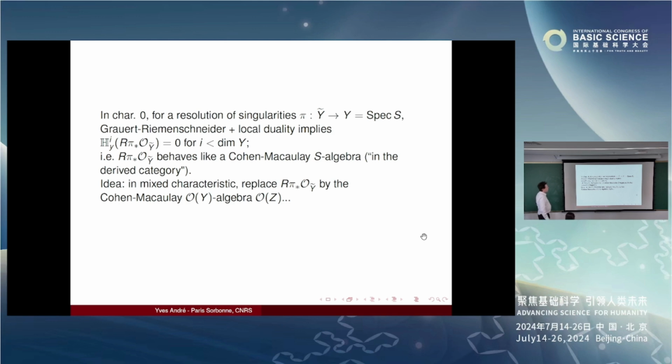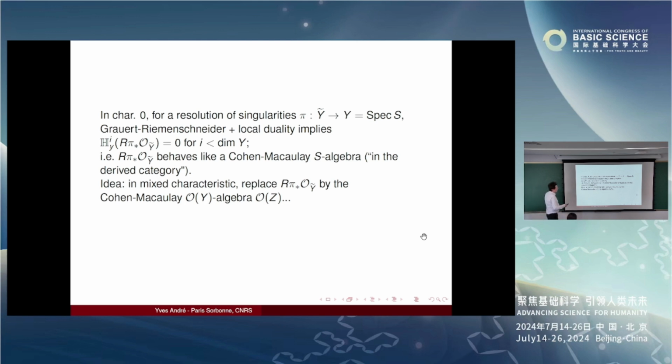The idea is that in characteristic 0, one usually looks at a resolution of singularities of Y, let's say, which I denote by pi, Y tilde to Y, Spec S. And then we have this theorem of Grauert and Riemenschneider, which can be written under local duality as a vanishing for local cohomology, vanishing of the higher direct image of the structure sheaf of Y tilde, when i is less than the dimension of Y. But this looks exactly like a cohomological criterion for Cohen-Macaulayness. So it means that this behaves exactly like a Cohen-Macaulay S-algebra, but it is not an ordinary algebra, it is an algebra in the derived category.